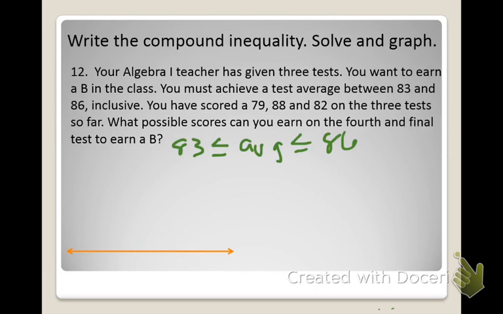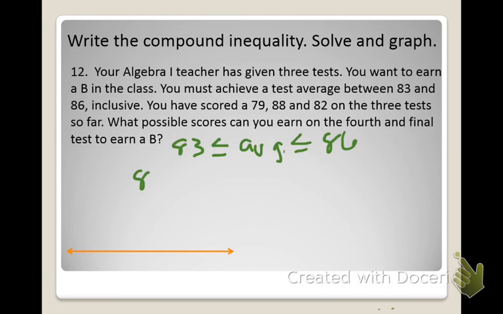How do you find an average? Yeah, you add them all up and divide by the number of numbers you've got. Average. Abbreviation for average. Okay? All right? How do you find the average? You add up all the numbers, divide by the number of numbers. How many numbers are you going to have in the end? 4. Yeah, fourth and final test, right?